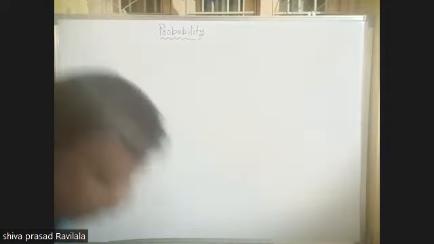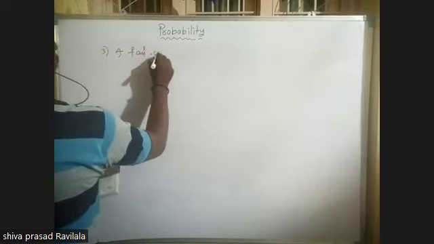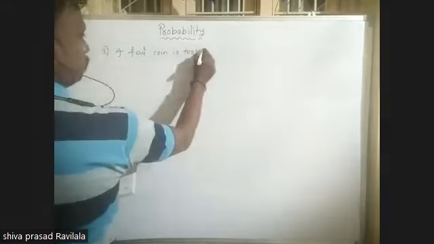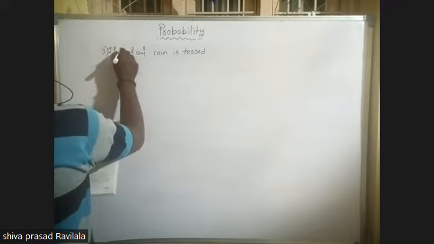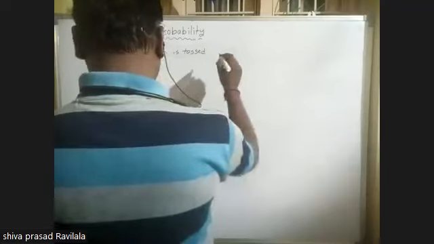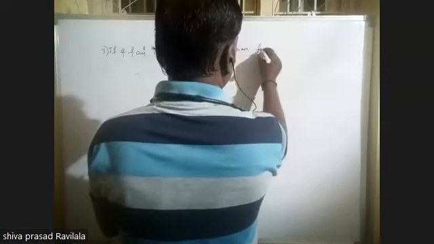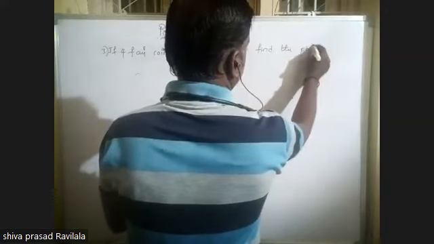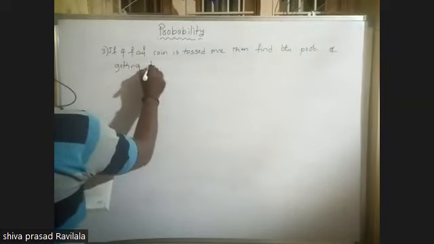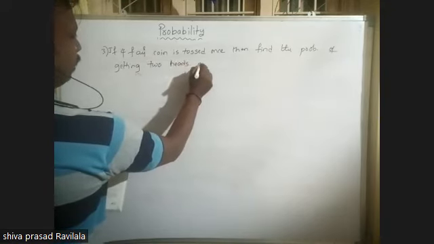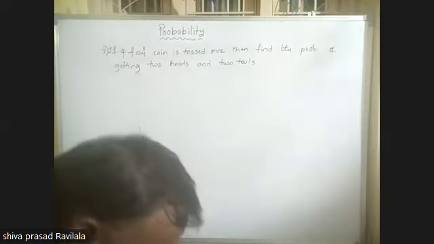Right, students, one more question. A fair coin is tossed. If 4 pair coins are tossed once, not a single coin, then find the probability of getting 2 heads and 2 tails. First, you discuss N of S and later the condition.